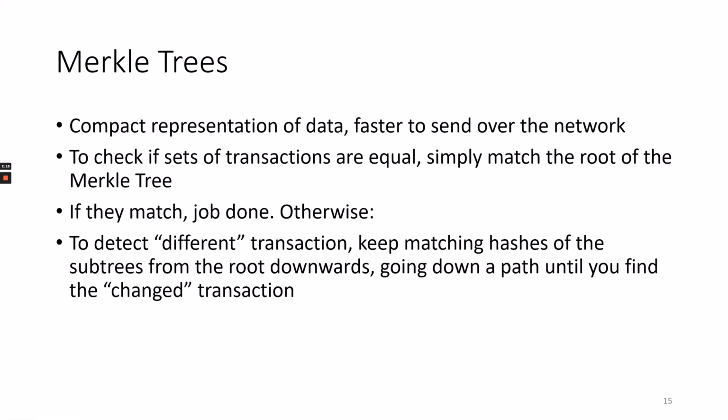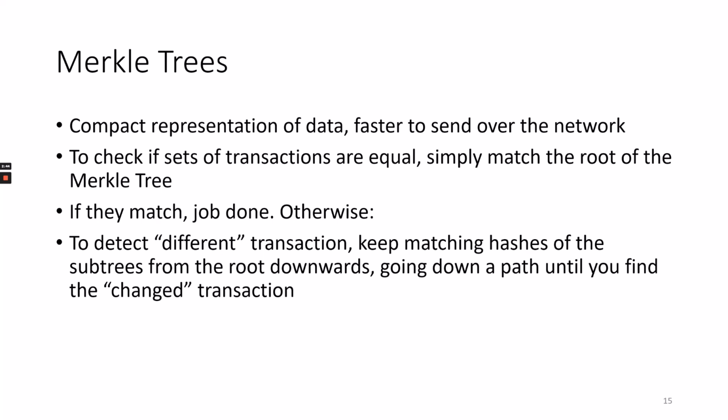It's faster to send over the network. We can also, as we discussed earlier, check if two sets of transactions are equal by just matching the root of the tree. However, if we want to get even more utility out of this, we can also do something when we see two hashes which probably vary in just one transaction, or just one changed transaction.